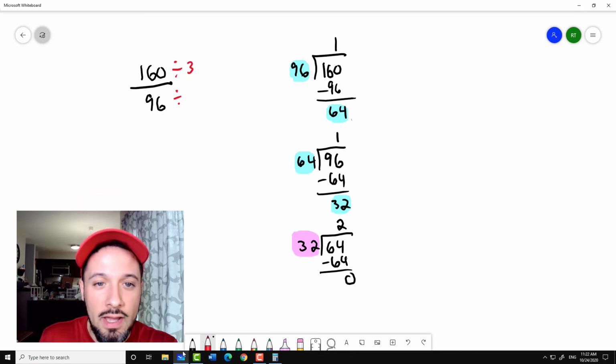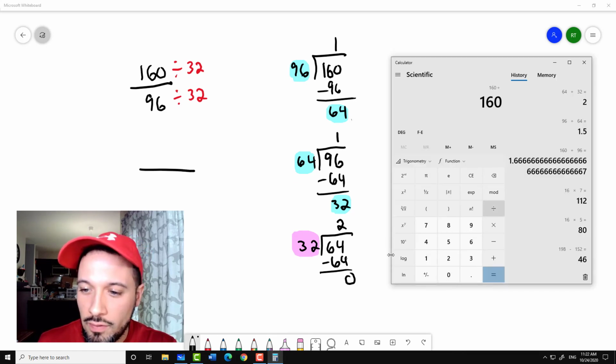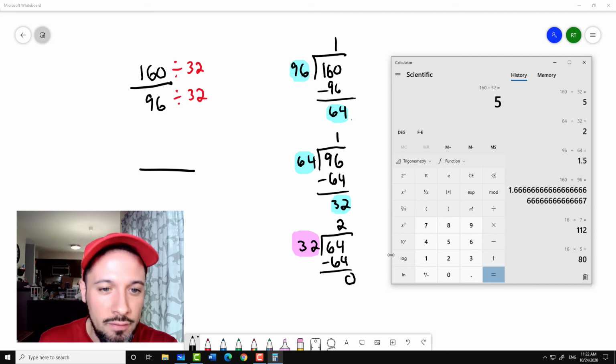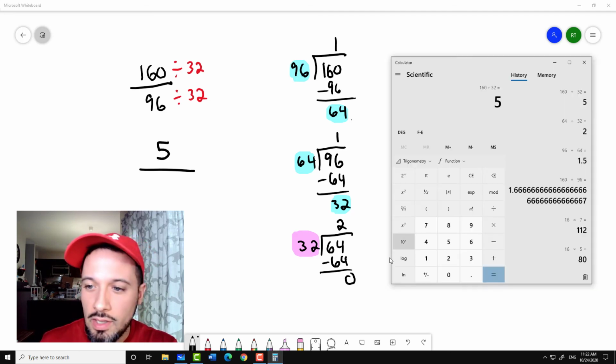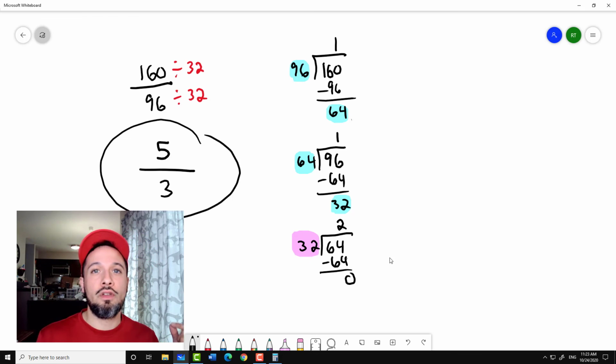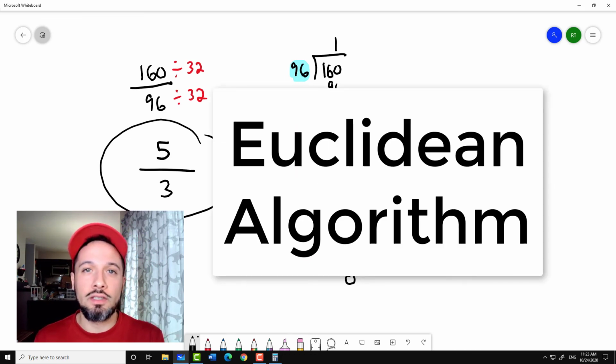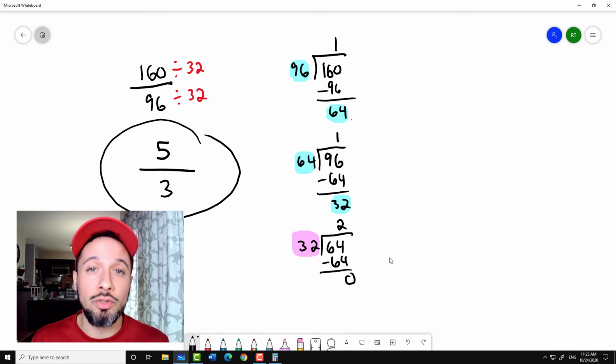Now I go ahead and divide each of these by 32. And I can see, if I go in here, 160 divided by 32 gives me 5. And then the second one, 96 divided by 32 equals 3. So my final answer in reduced form is 5/3. Again, this is called the Euclidean algorithm. So hopefully this is something that's going to help you out when it comes to simplifying fractions, or when they say to reduce the fraction, or to find the greatest common factor of any two given numbers.